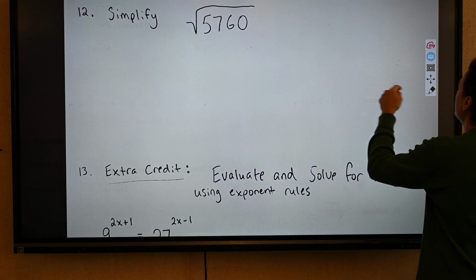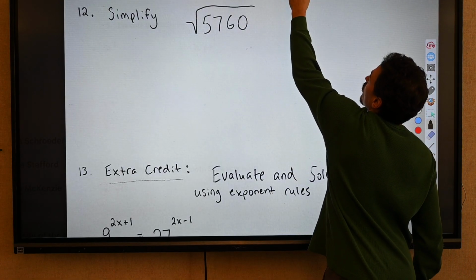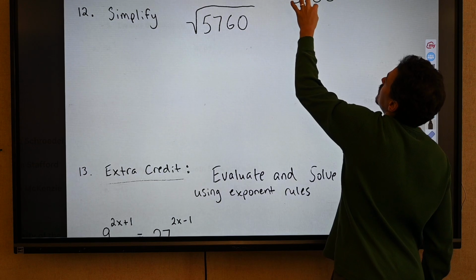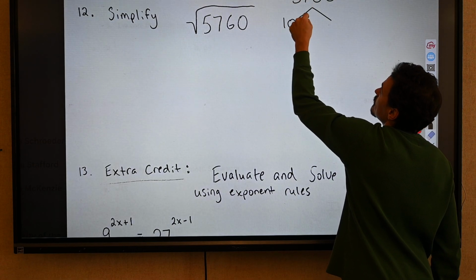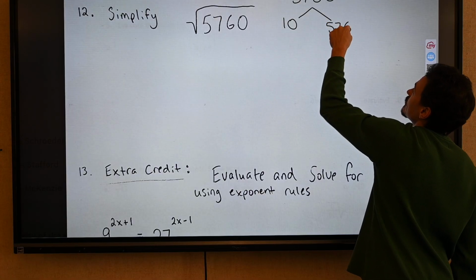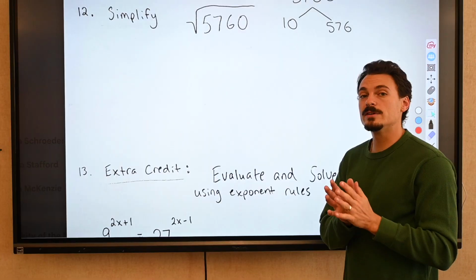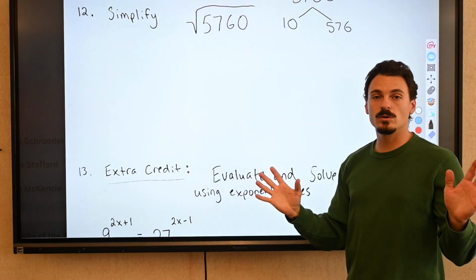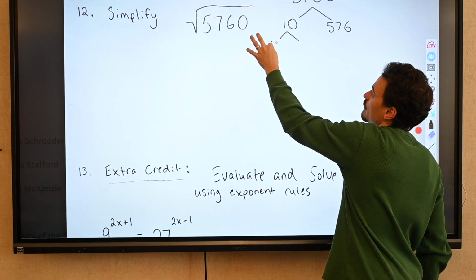Okay, number 12. I got a huge number, 5,760. What I'm going to do is factor down that number. So first of all, I know that I could do 10 times 576. Many of you might have done 2 times something. That's totally fine. It's going to get you the same answer. 10 is 2 times 5.